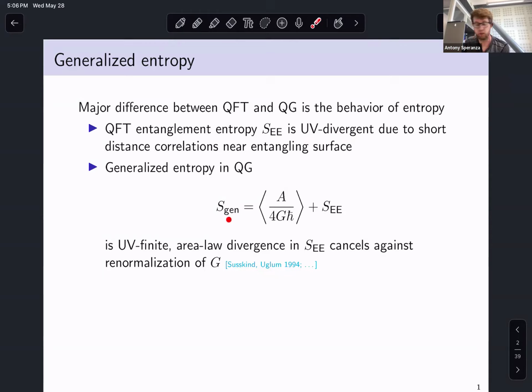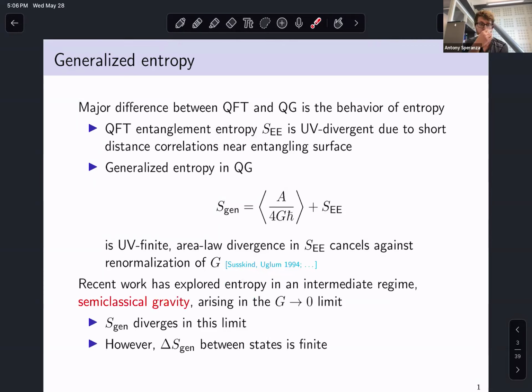You generally talk about these generalized entropies, where you can think of it as a quantum field theory entanglement entropy plus the area of the bounding entangling surface. And there's this old argument of Susskind-Uglum, and many other papers have verified this in different contexts, that this generalized entropy is a UV finite quantity, even though the individual terms in this expression are UV divergent. So the basic argument is there's an area law divergence in the entanglement entropy, but that appears just the way it would from loop effects that renormalize Newton's constant. So the idea is that this sum is independent of some UV regulator.